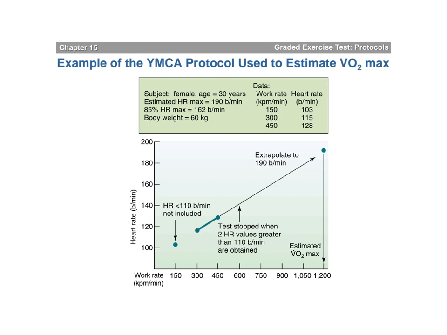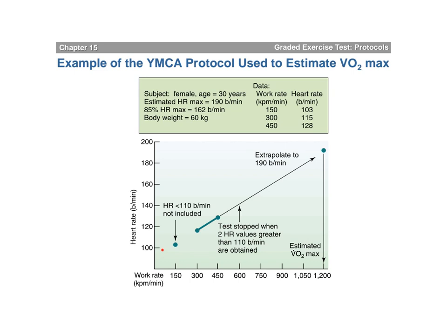Let's look at a specific example of a person and their analysis using the YMCA protocol. So this is a female, age 30 years old. So their estimated heart rate maximum is 190 beats per minute. If you multiply that by 0.85, it yields 162 beats per minute. So we're going to stop the test when she reaches that level. Her body weight is 60 kilograms. So we only collect 3 data points.